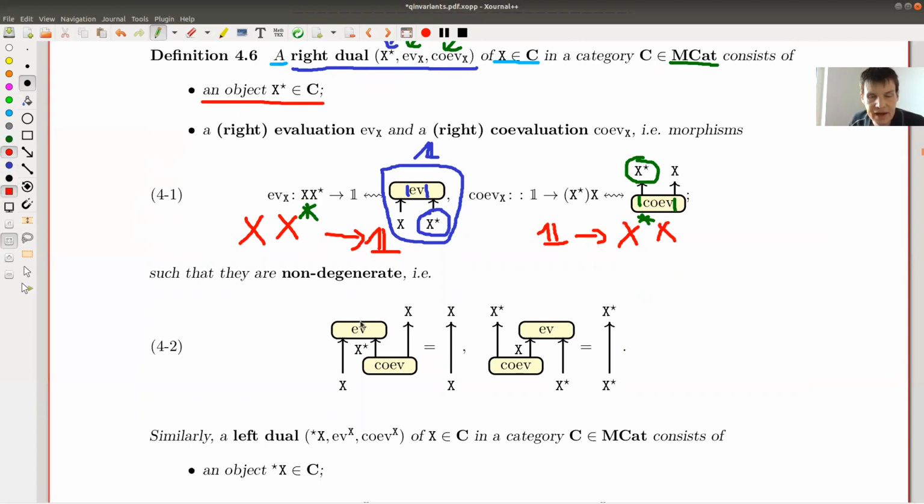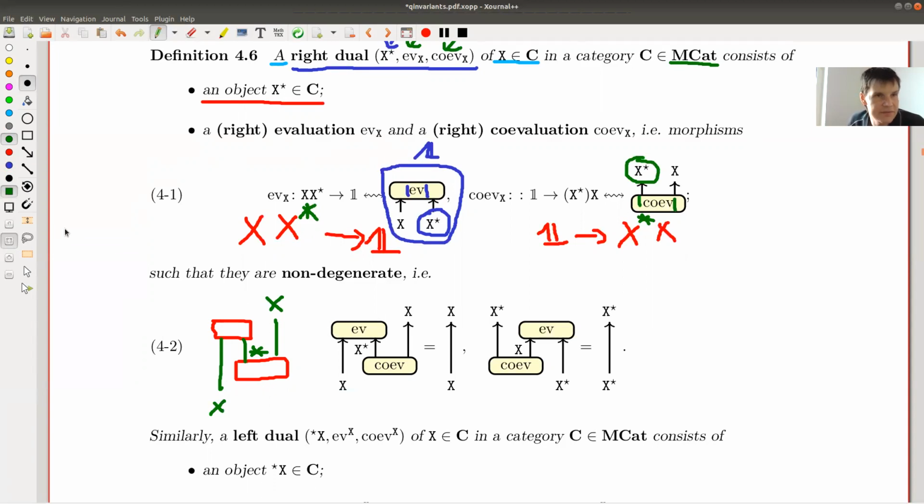And I want this to be this way because I want to compose them in the following way. I want to put the evaluation here and the co-evaluation here, and connect them along their one common input, x dual. So this is a dual input, as you can see here. And this gives me a morphism from X to X, which I will illustrate in the following way.